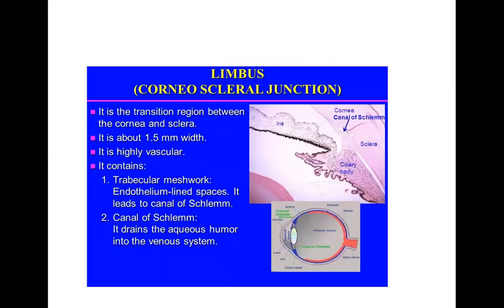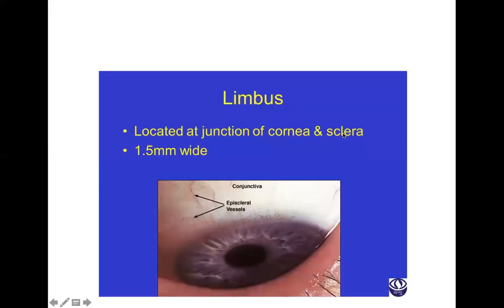So your limbus is the area that is the transition between your cornea and your sclera, or what we call the corneoscleral junction. Now, the limbus is actually highly vascular. The limbus contains your trabecular meshwork, plus it also contains your canal of Schlemm. The canal of Schlemm is where the aqueous humor eventually drains and joins into the venous system.